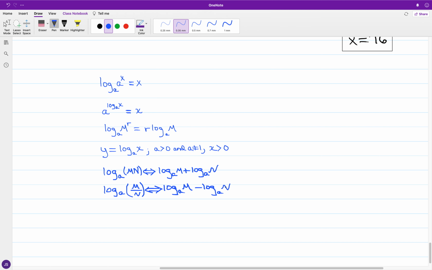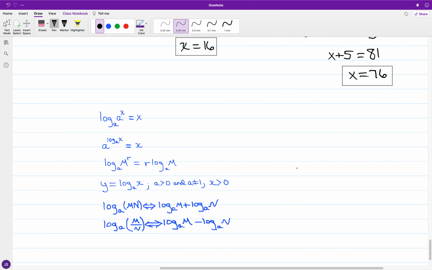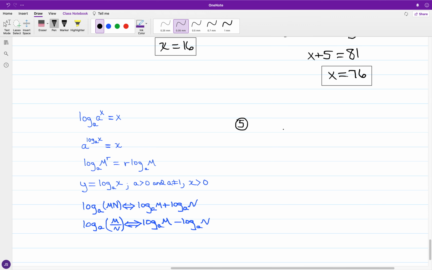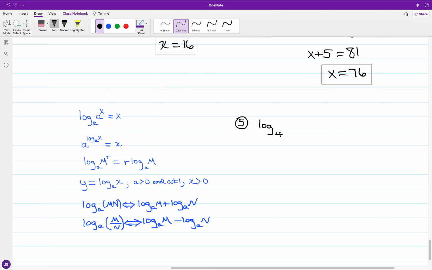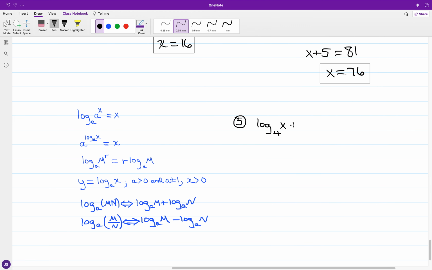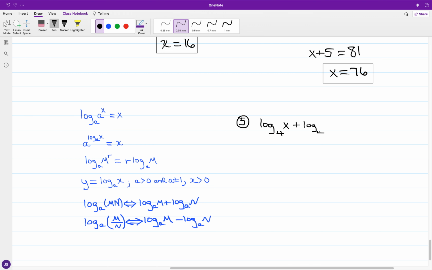Okay, and let's say that we have something like, for this example, let's say we have a base 4 logarithm of x, plus base 4 logarithm of x minus 6, is equal to 2.